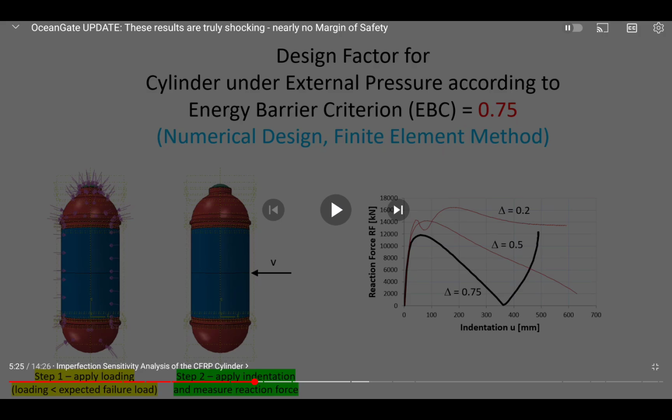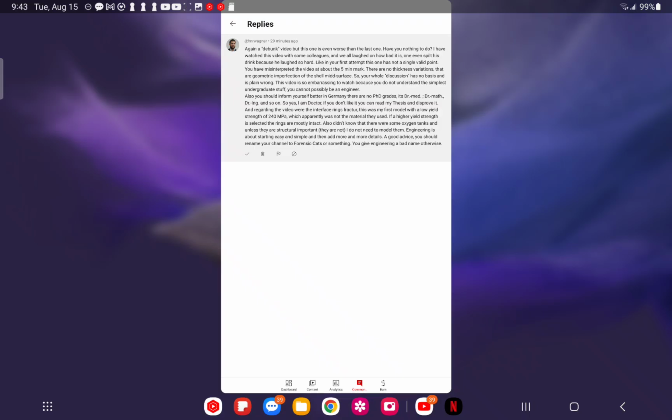Now let's go to his comment about 5 minutes. So his comment here about 5 minutes, it says about the guy spitting and everything else. About the fourth line down, no quote, just "you", I'm just reading it. "You have misrepresented the video at about the 5 minute mark," period. Okay.